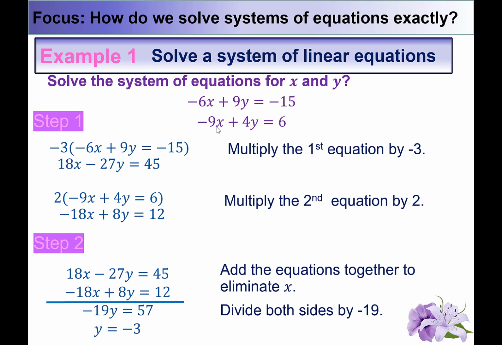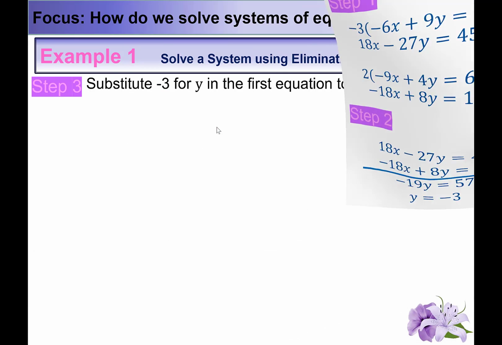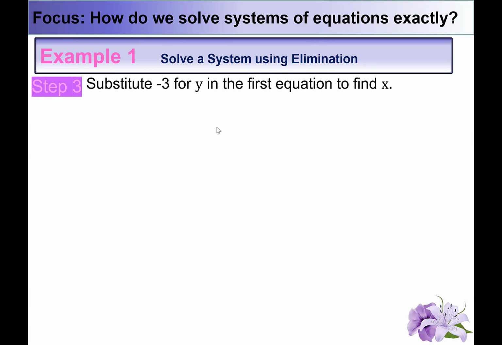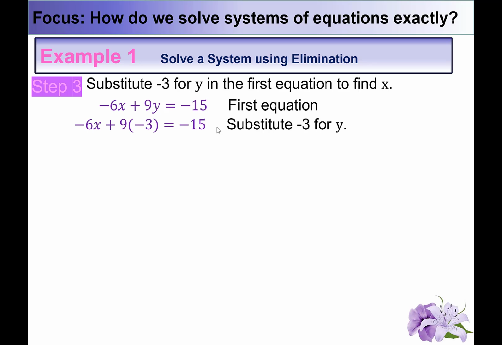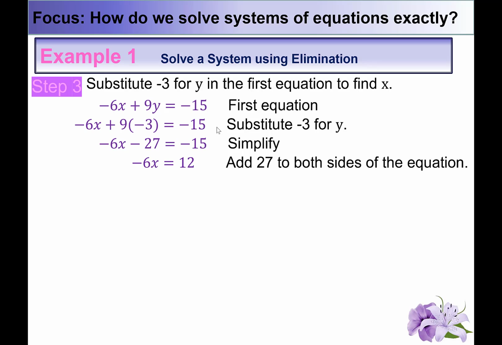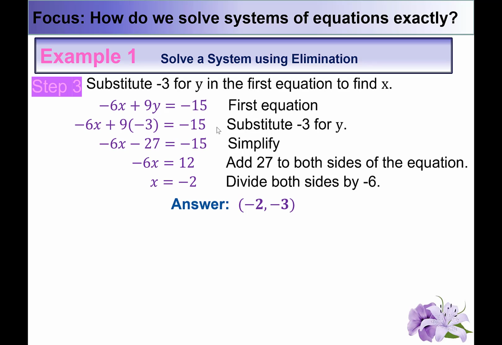Once we solve for one variable, we're going to substitute that variable into one of the equations to solve for the other variable. So I'm going to use the first equation. I'm going to substitute the negative 3 for y in order to solve for x. 9 times negative 3 is negative 27. I need to add 27 to both sides of the equation. Then divide both sides of the equation by negative 6. And we get x equals negative 2. So the solution to this system is the ordered pair, negative 2, negative 3.